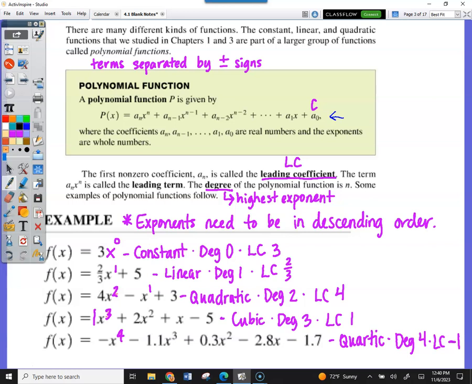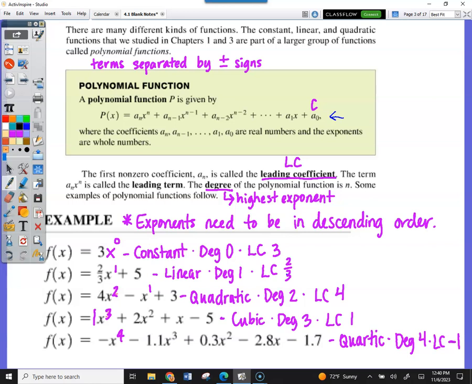Leading term would be the term in the front. Degree is the highest exponent, which should be with the leading term. Exponents in descending order. Here were examples. This is a constant function because it's x to the 0 power. Leading coefficient is just the 3. This is linear. It's x to the 1st power. Leading coefficient is 2/3. That's technically not a polynomial. This is just saying, can you recognize what leading coefficient means?